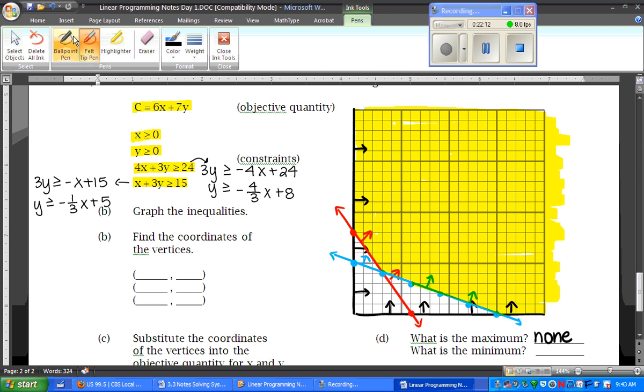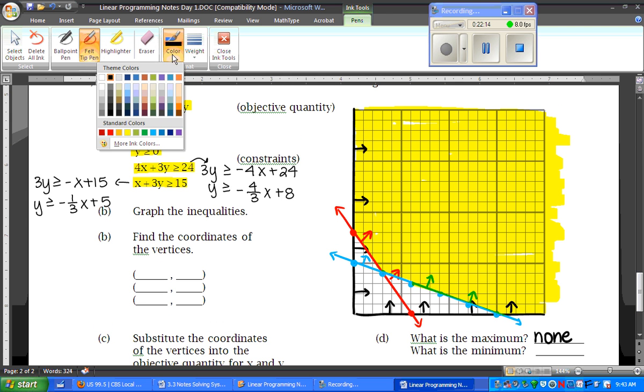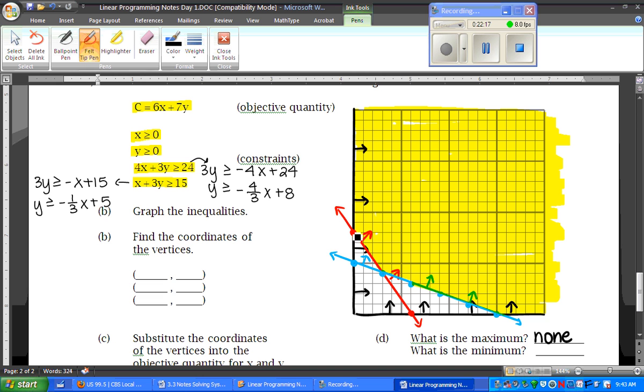I have to go back and find my vertices, and vertices are your corners, or if it's easier for you, where the lines intersect. I have one on the top left over here. That coordinate is 0, 8. I have one somewhat in the middle right here. The vertex or the coordinate is 3, 4. If I follow that blue line down to where it intersects the x-axis, I have one more vertex at 15, 0.